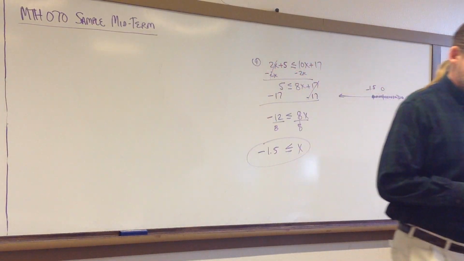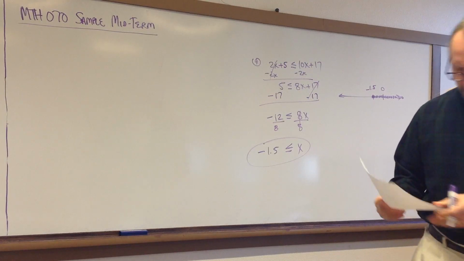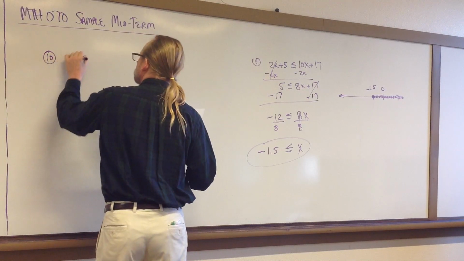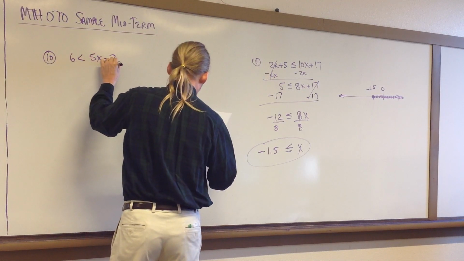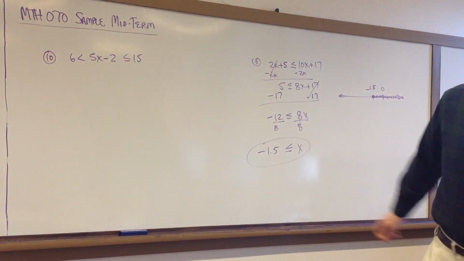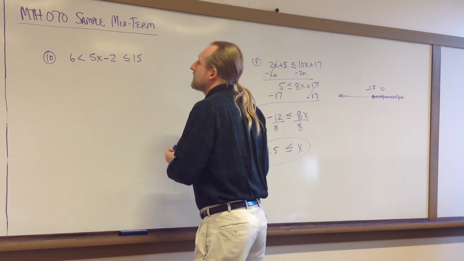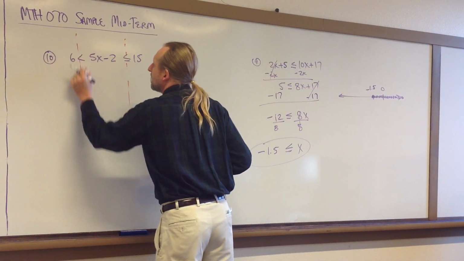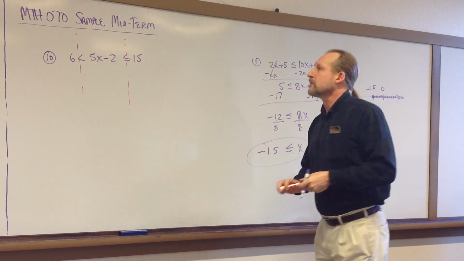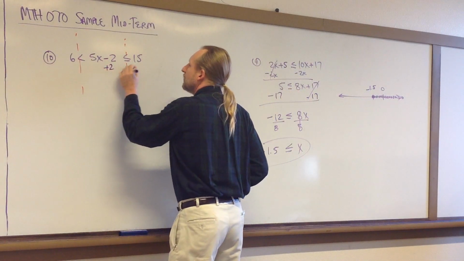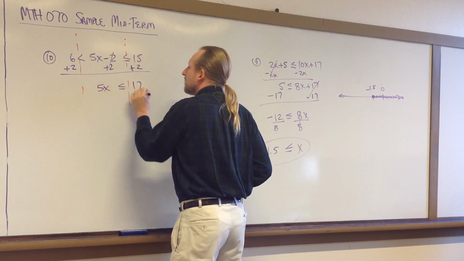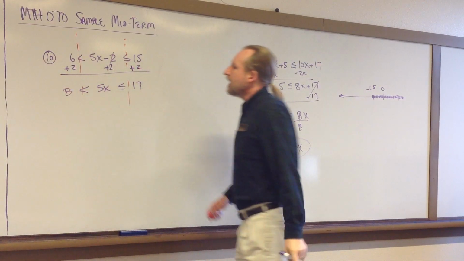Alrighty, let's see here. Problem 10, we've got a compound inequality. 6 less than 5x minus 2 less than or equal to 15. Remember the key to these compound inequalities is that instead of doing things on both sides of the equation, here there are 3 sides. And so we have to add 2 in 3 different places. So this will be 5x less than or equal to 17, but greater than 8.